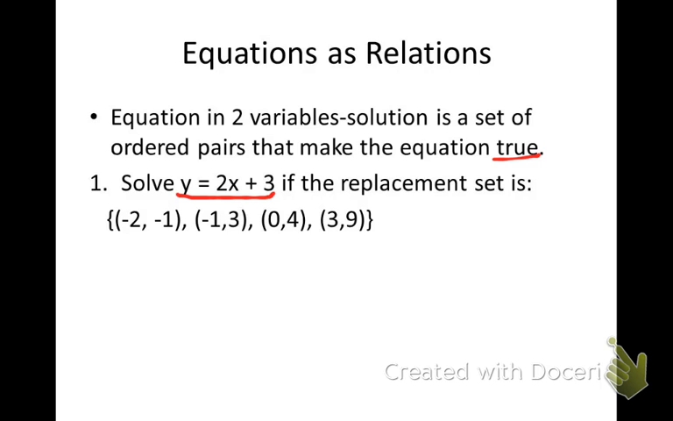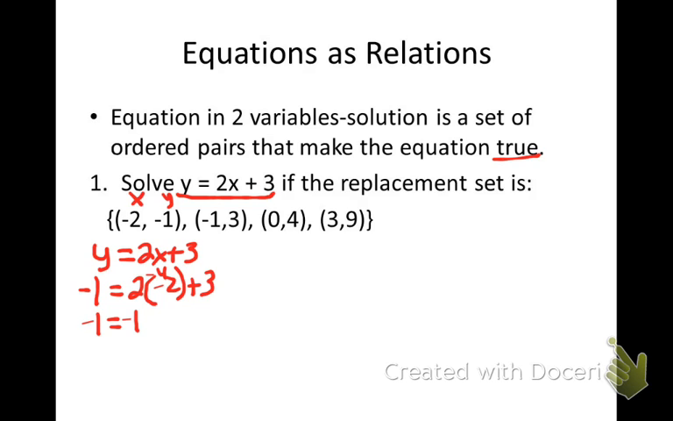So this does require some arithmetic, but you're just going to take y equals 2x plus 3. Remember, this is the x coordinate, this is the y coordinate. So I'm going to replace the y with a negative 1, I'm going to replace the x with a negative 2, and I'm going to do the math. Negative 2 times 2 is negative 4, plus 3 would be negative 1. Does negative 1 equal negative 1? Yes. So part of my solution set would be the ordered pair negative 2, negative 1, because it made it true.